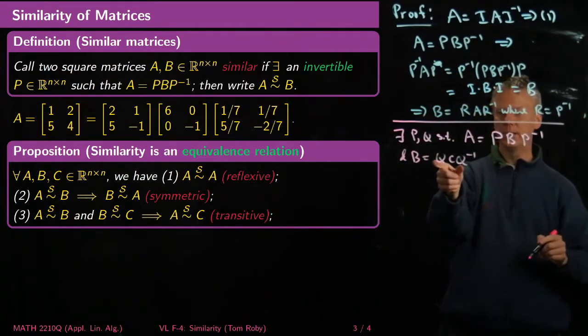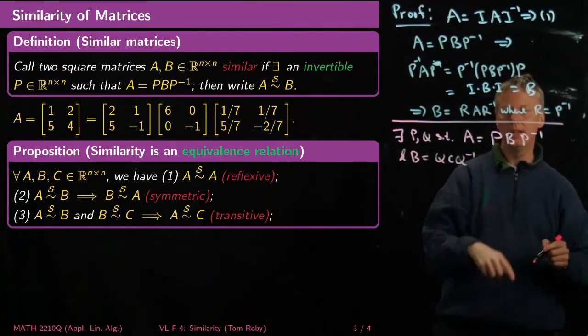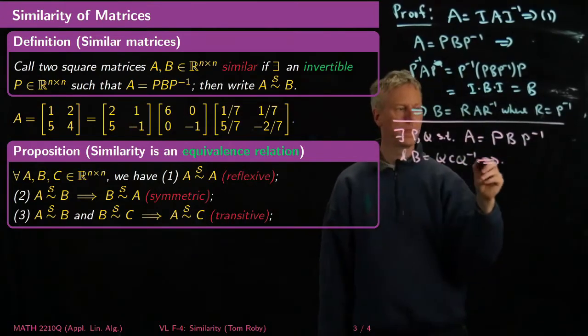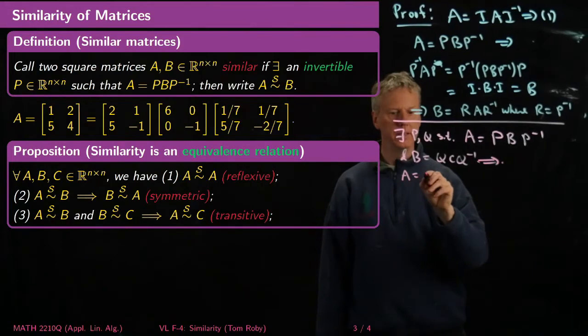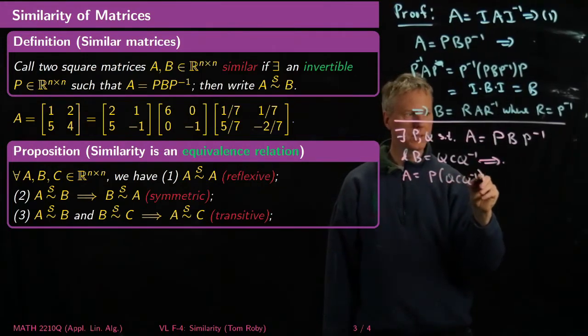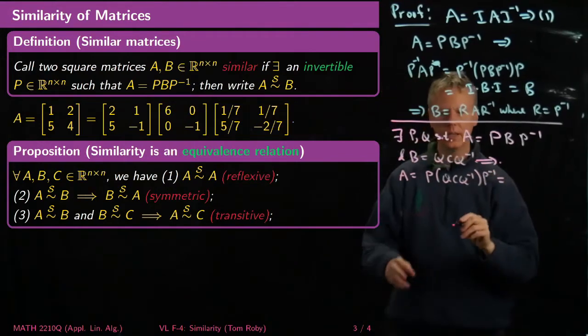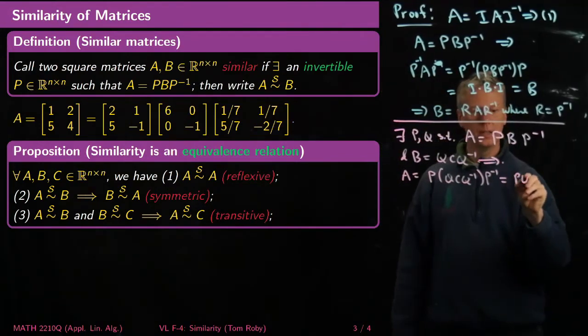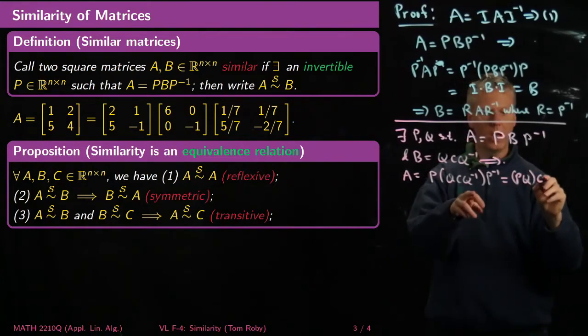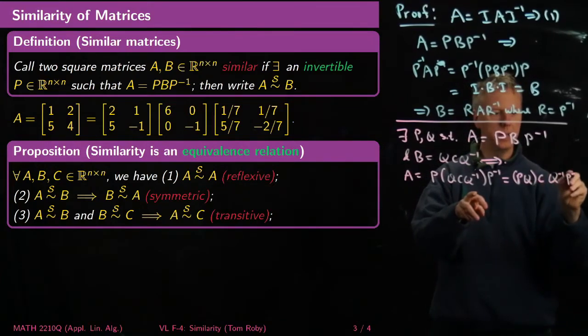But I can now substitute QC Q inverse in here for B, right? So this implies that A is equal to P times QC Q inverse times P inverse. And now this is just PQ times C times Q inverse P inverse.